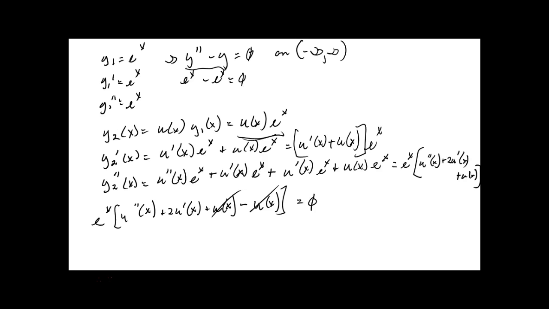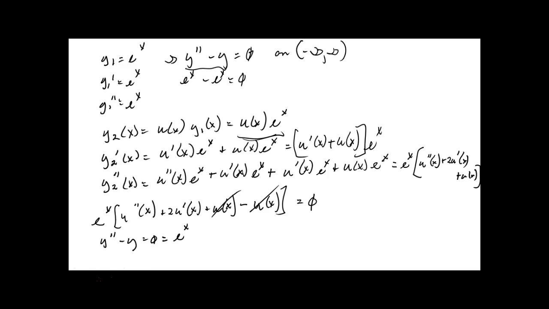You can rewrite this as, and this is your differential equation here, y double prime minus y. And so y double prime minus y, which is supposed to equal 0, is now e to the x, which was our first solution that they gave us, our y1, times u double prime of x plus 2 u prime of x. And that's supposed to be equal to 0.